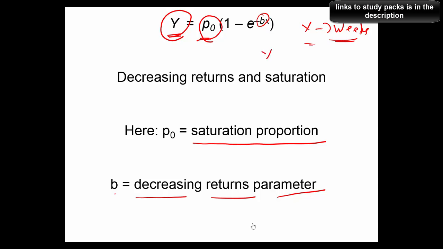So when x is equal to 0, basically y is 0, right? Y is 0. Because p0 is multiplied to 1 minus e to the power 0, and when x is equal to 0, e to the power 0 is again 1. So 1 minus 1 is 0. 0 multiplied to p0 is 0, which is y equal to 0. So the regression curve will pass through the origin. So instead of a line, we will have a curve here, right? It will pass through the origin, or the starting point in the xy plane.